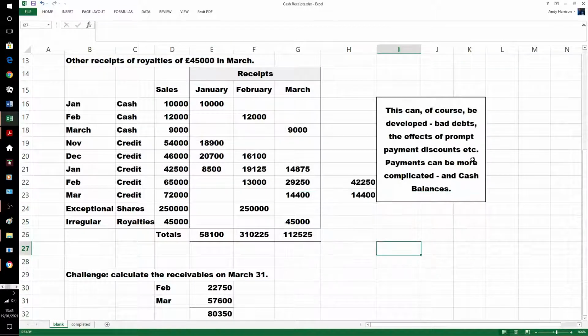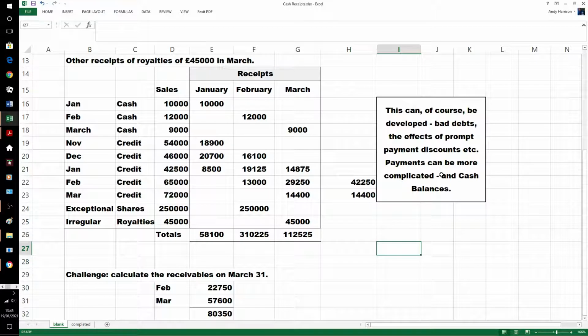And all that can happen with this is an awful lot of development. So okay, we've mentioned already bad debts, so it might not add up to 100%, it might only be 30% in March, because the other money is never going to be received. Effects of a prompt payment discount: on a what-if, if we do a 5% prompt payment discount, we'll get some of the money earlier, some of it later. What effect will that have on our cash balances?